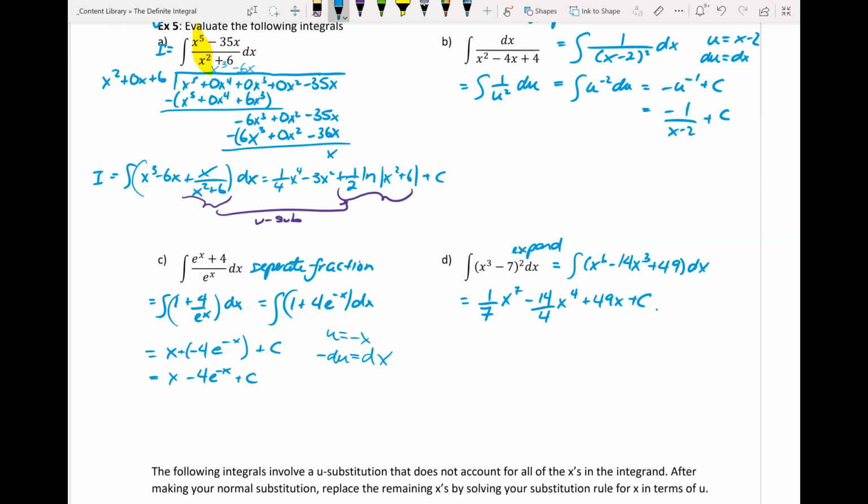For example 5, d, you're going to expand that. So it's x to the power 3 minus 7 times x to the power 3 minus 7. Then you're going to integrate each term after that.